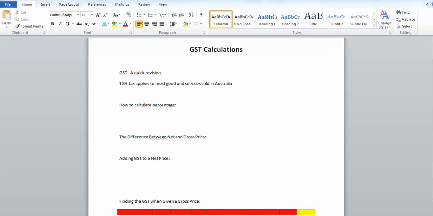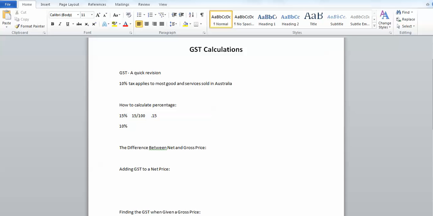Percent literally means per 100. So for example, 15% can also be written as 15 per 100 or 15 divided by 100, and it's the same as 0.15. We have different ways of expressing exactly the same number. With the GST, it's always at a rate of 10%, so that's the same as 10 per 100 or 0.1.